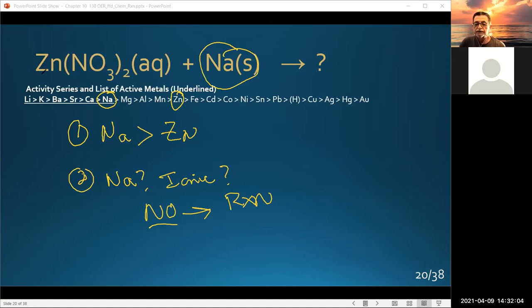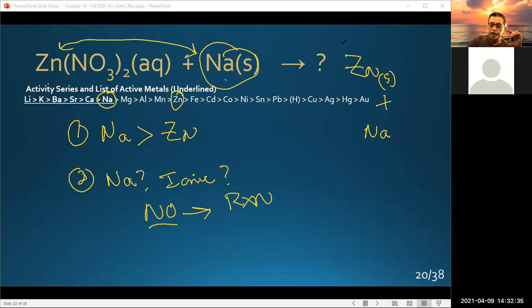One, zinc is going to become elemental zinc, because we are exchanging the sodium and the zinc. These two are being exchanged. Right now, zinc is in the +2 state, in ionic form. Now it's going to be in the 0 oxidation state, because it becomes an element.